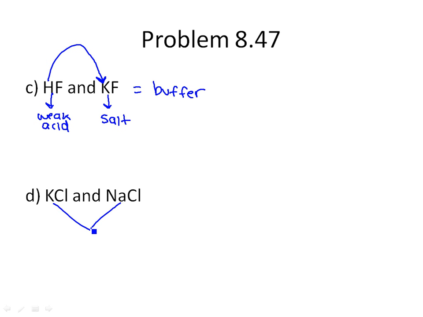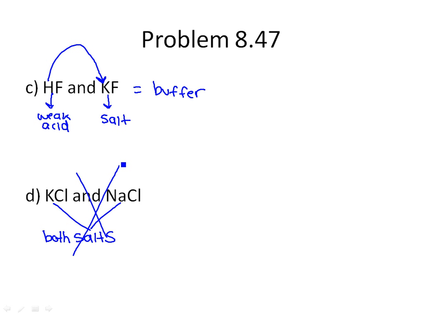In D, KCl, we have two ionic compounds here, so these are both salts. But the definition of a buffer is that it has to be a weak acid or a weak base and its salt. So if we're given two salts, this cannot be a buffer system. So the first thing you want to look at is whether or not you have a weak acid or a weak base. If they're strong or you don't have an acid or a base present at all, like in D, then it's not a buffer.